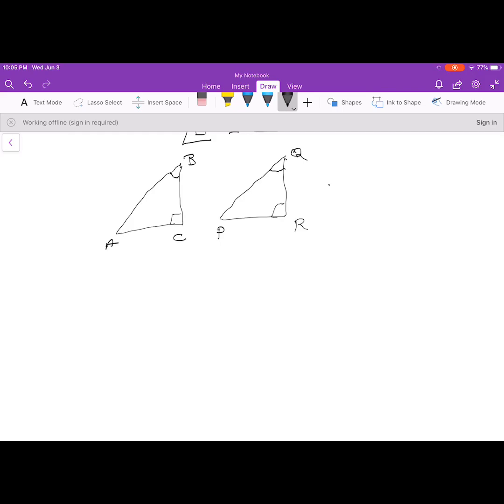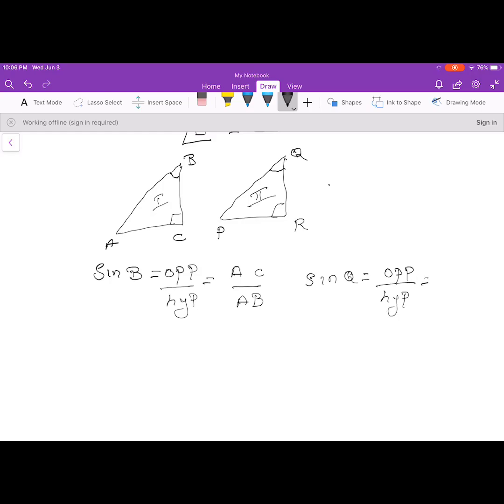Let us find out what is sine B. We know sine B equals opposite by hypotenuse. What is your opposite? Opposite is AC and hypotenuse is AB. Similarly, I'll write for triangle 2. Let us consider this as triangle 1 and this as triangle 2. For triangle 2, sine Q equals opposite by hypotenuse. What is the opposite to angle Q? PR by PQ.